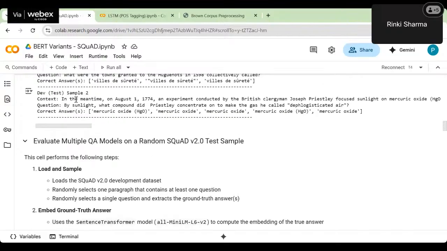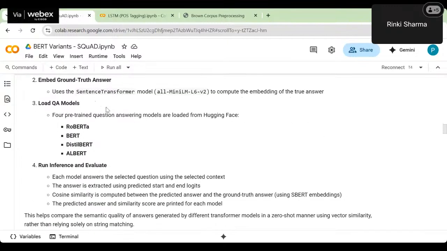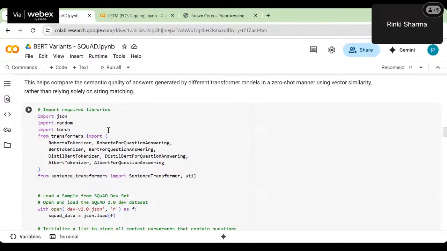As the data consists of sentences, first we should go for the embedding of the questions, the context, and the given answer to provide to our model. So here we use the sentence transformer model, in particular all-MiniLM-L6-v2, in order to compute the embeddings. So we start with the coding part.